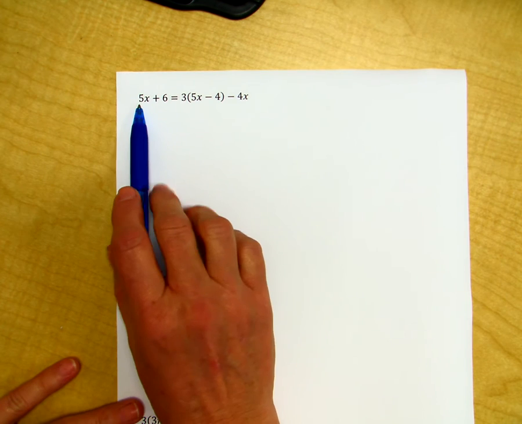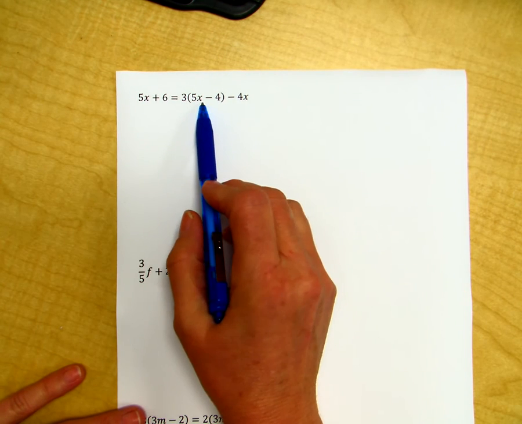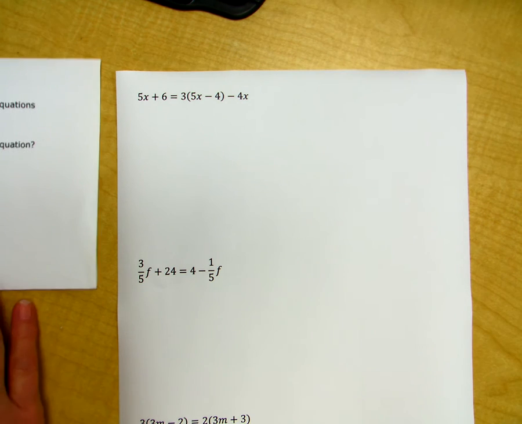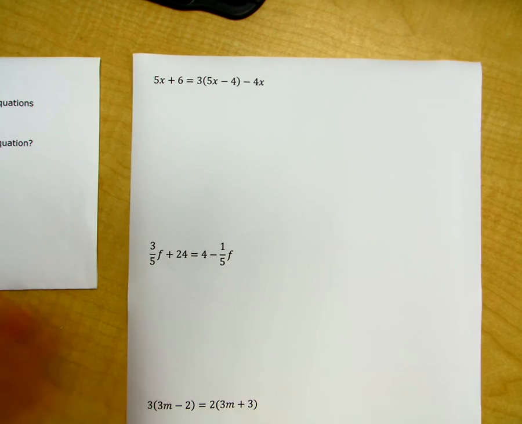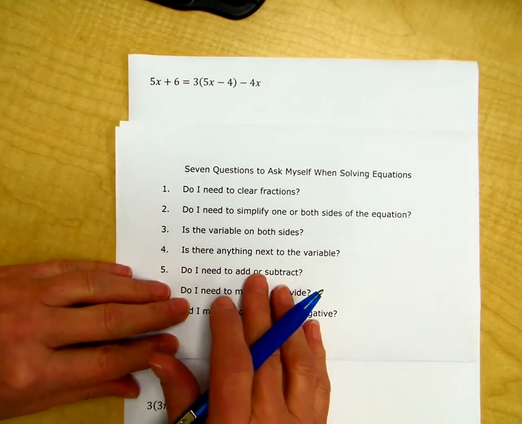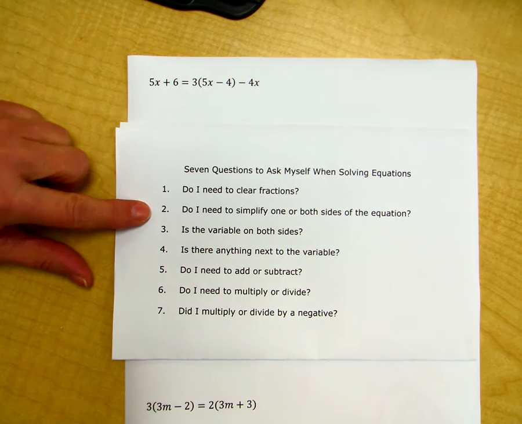In this first equation we have 5x plus 6 equals 3 times the quantity 5x minus 4 minus 4x. As you have seen in a previous video, there are 7 questions that we ask ourselves when we are working on solving equations, and the first one of those questions is, do I need to clear fractions? As we can see, there are no fractions, so we can move on to the second question.